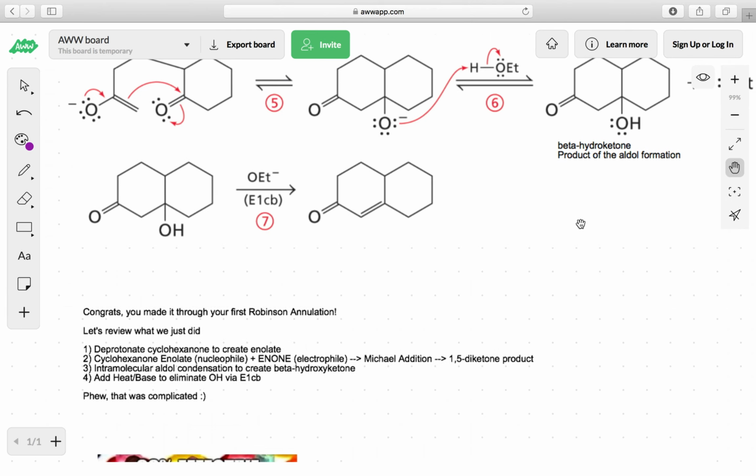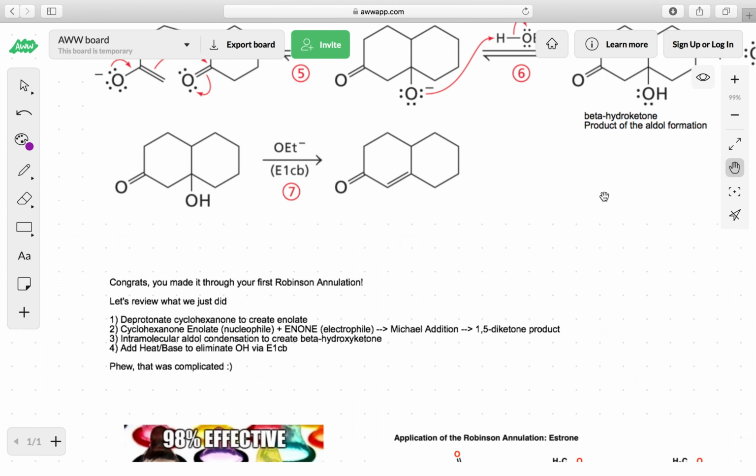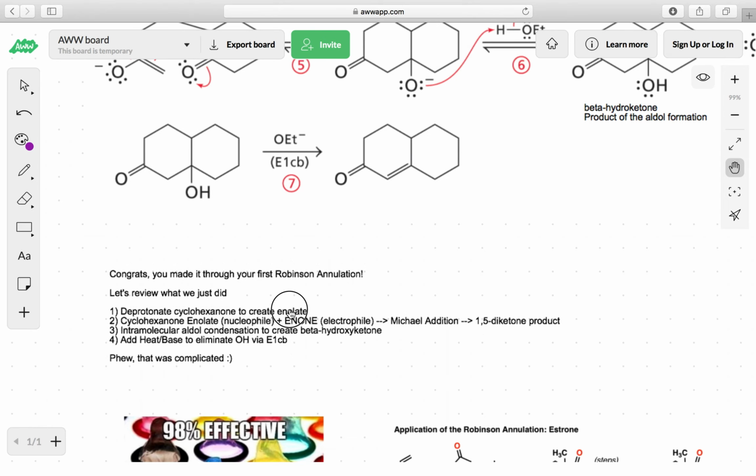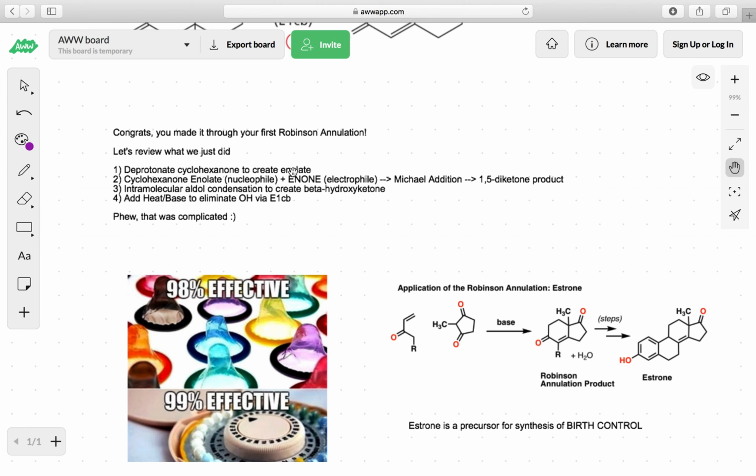Yeah, so that's pretty complicated, I understand, but you guys got through it. And these are the 4 component steps that we needed to do. I just went over them, so you guys can read it and take notes. But I'm glad you guys got through it.